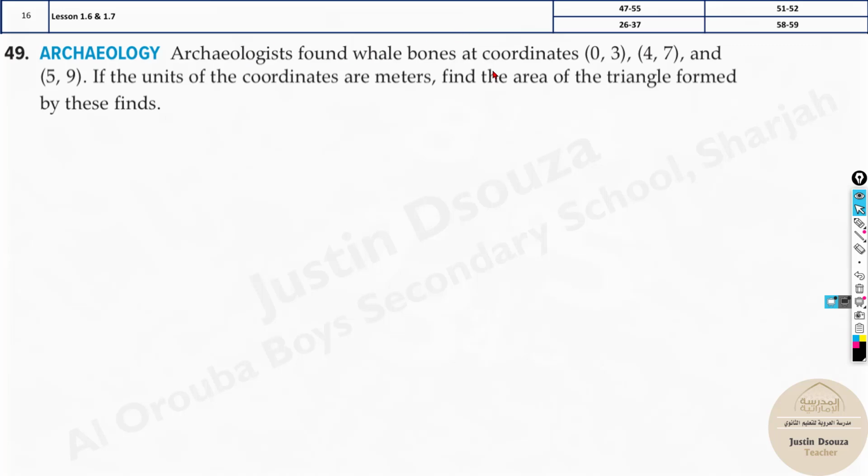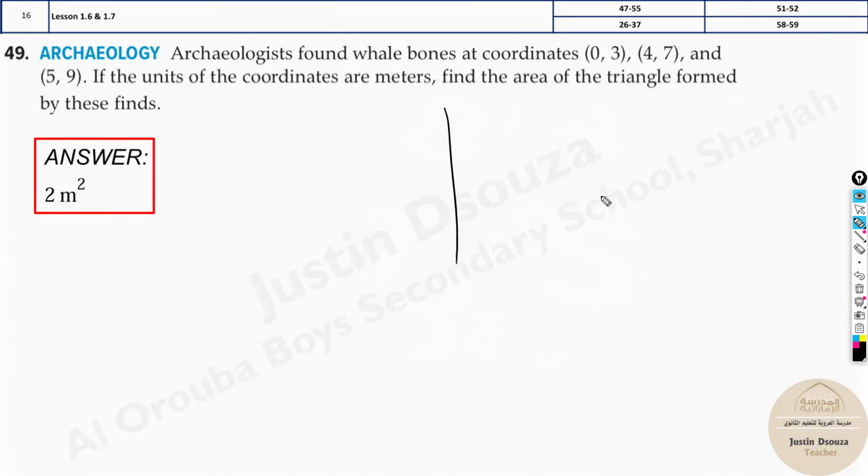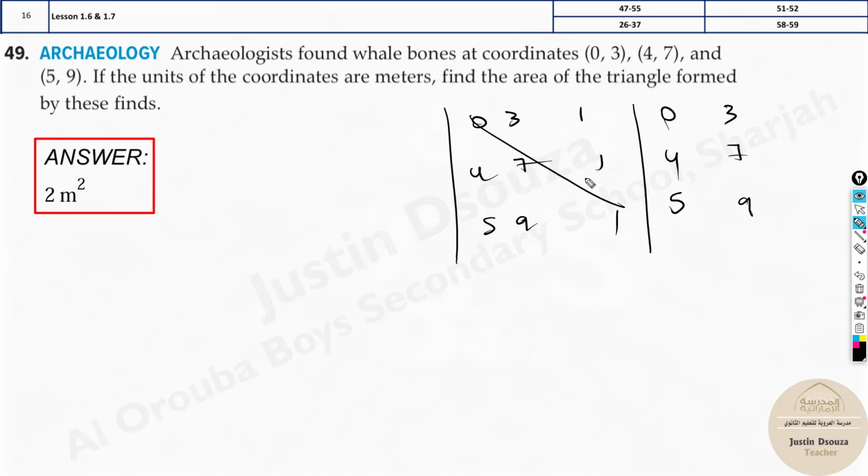Now over here, archaeologists found whale bones at the coordinate. Over here, it's the same thing what we did just now. All you need to do is write the matrices. I'll just write that first, and then you need to write half and solve it up. It'll be 0, 3, 1, 4, 7, 1, 5, 9, 1. And then repeat this line over here, 0, 4, 5, and over here it is 3, 7, 9. Draw these lines, and then left side minus the right side, solve it up, you'll get the answer, that is 2 meters squared.